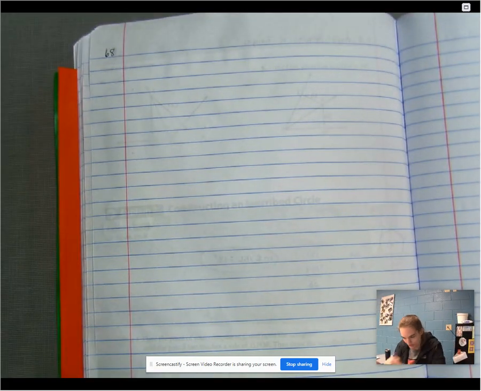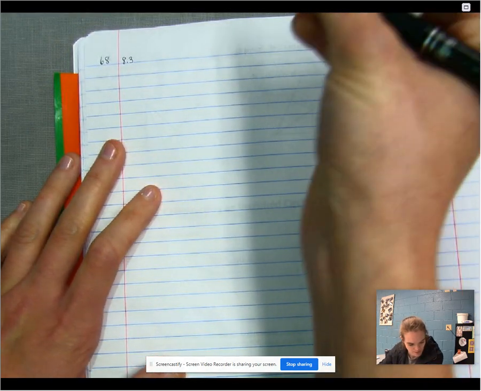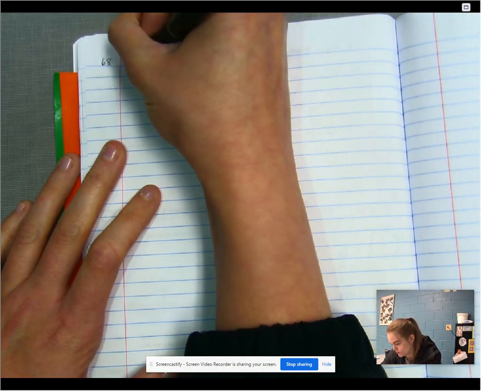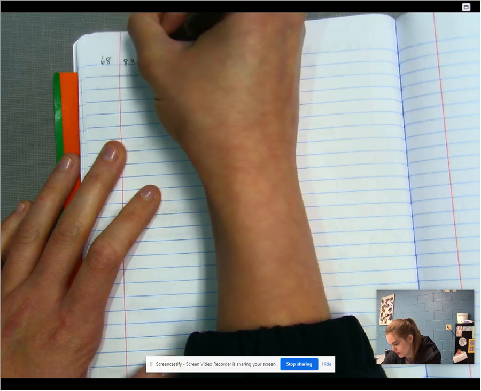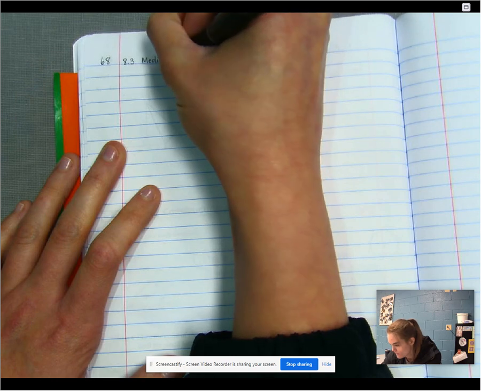Okay, guys, open your notebook to page 68. We're going to label 8.3, medians and altitudes of triangles. We're going to do page 68 today and 9 tomorrow.